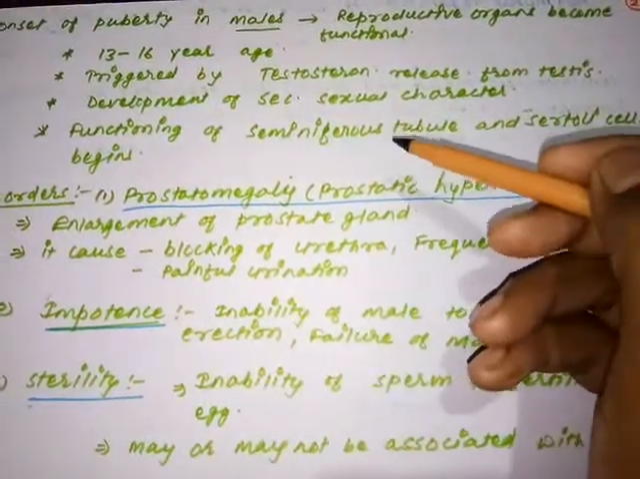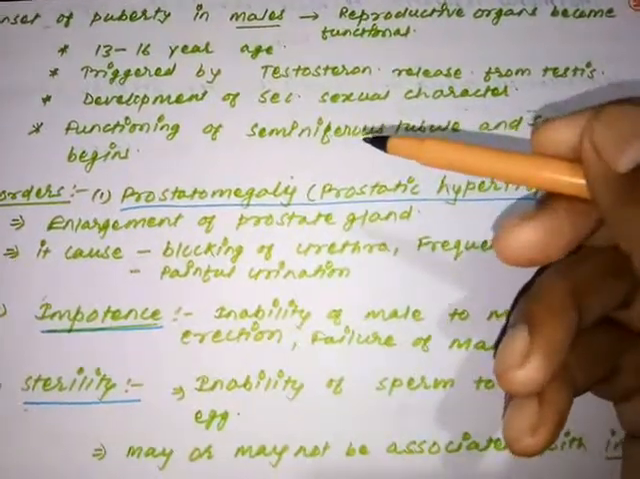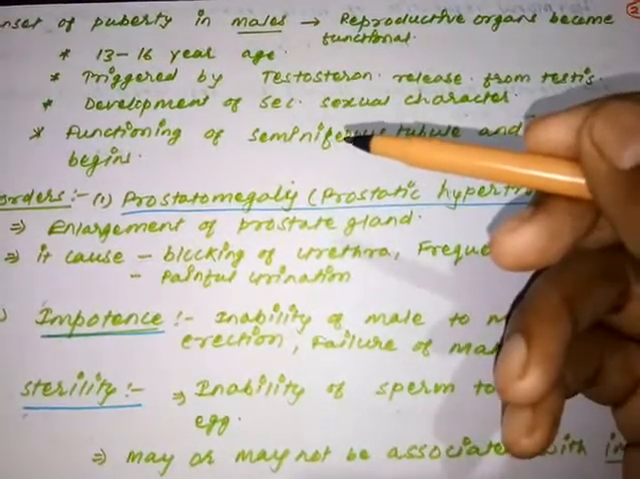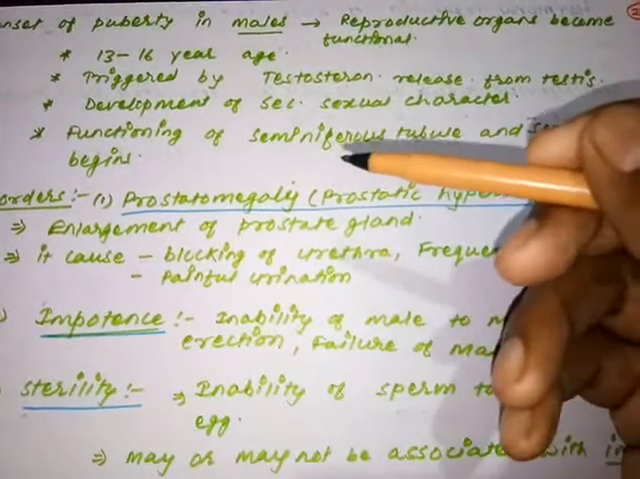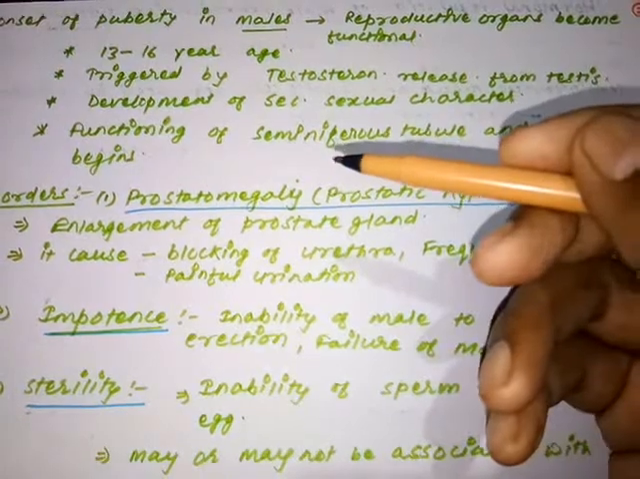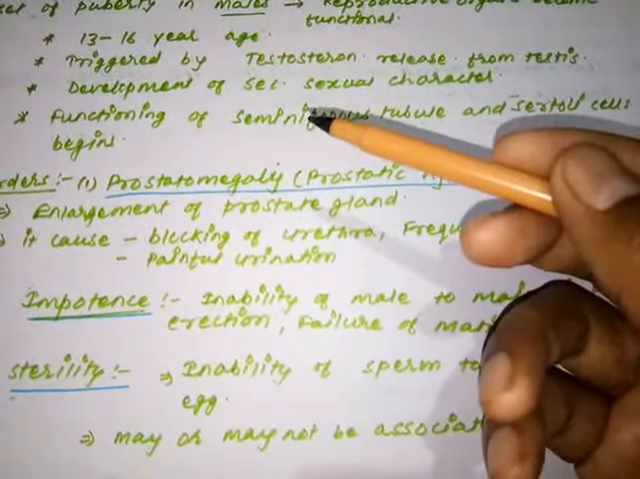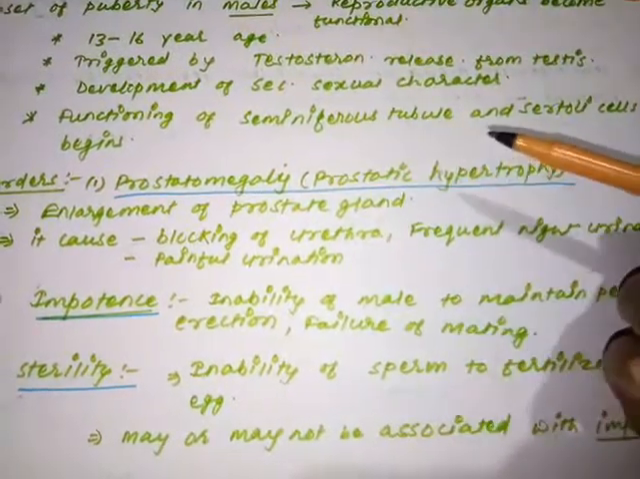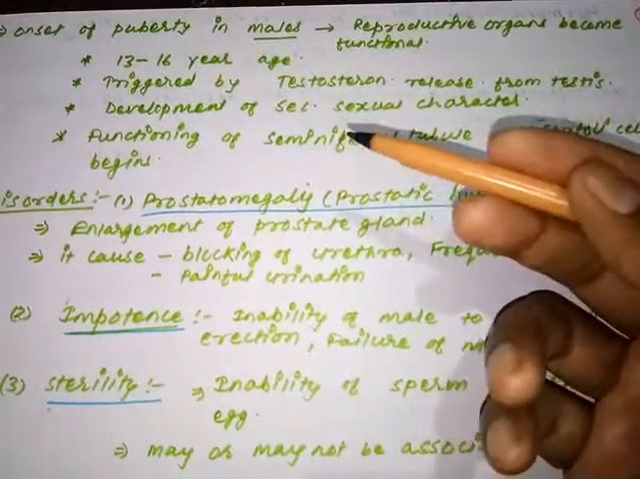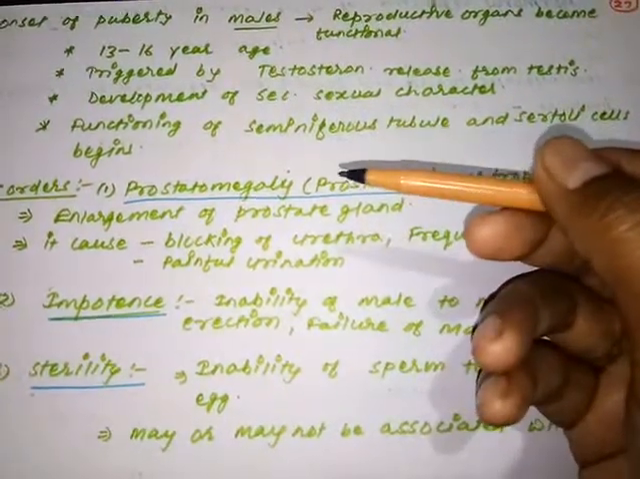Under the influence of testosterone, they develop the secondary sexual characters. We have discussed a lot of these: low pitch sound, beard, mustache, all these structures are considered secondary sexual characters. After the appearance of the secondary sexual characters, we can confirm the onset of puberty, and at that time the seminiferous tubules will start functioning and the Sertoli cells will start functioning. So is it clear? That is how puberty begins at the age of 13 to 16 years, under the influence of testosterone released from the testis.